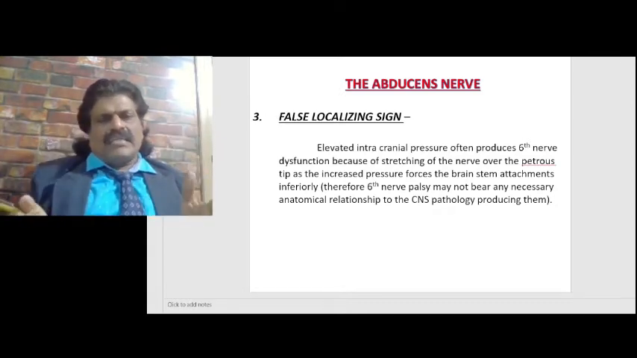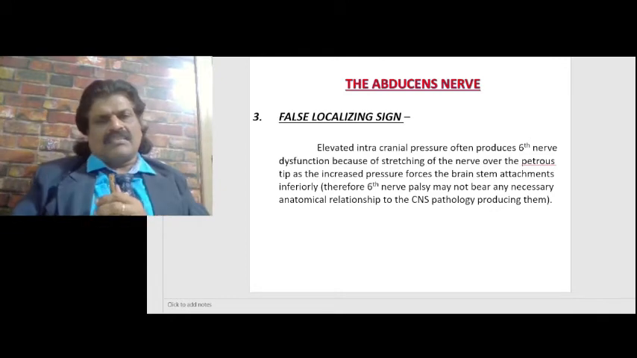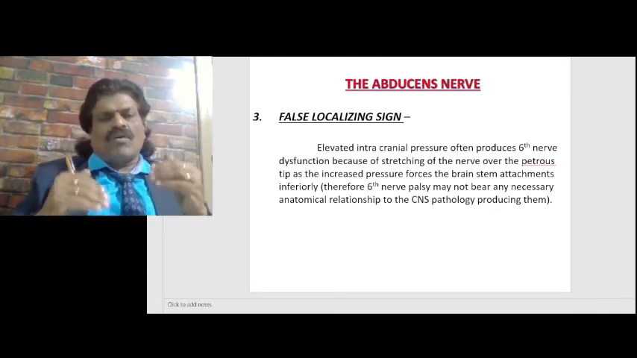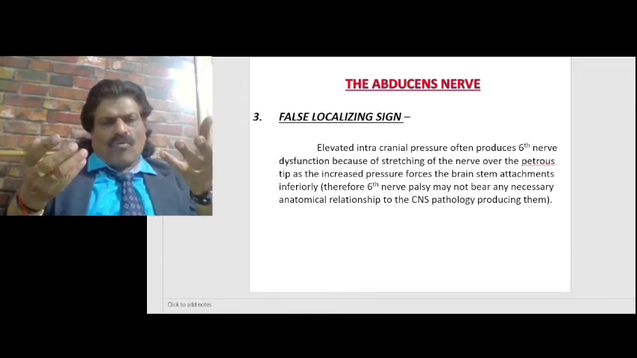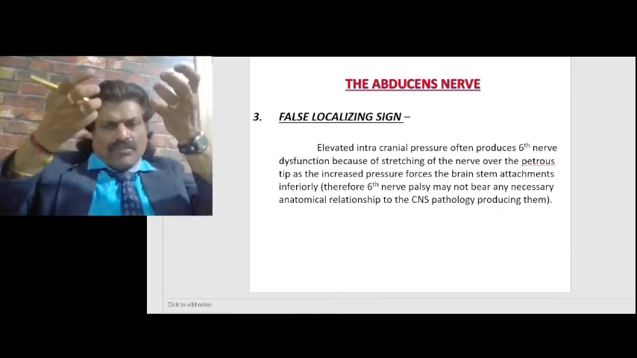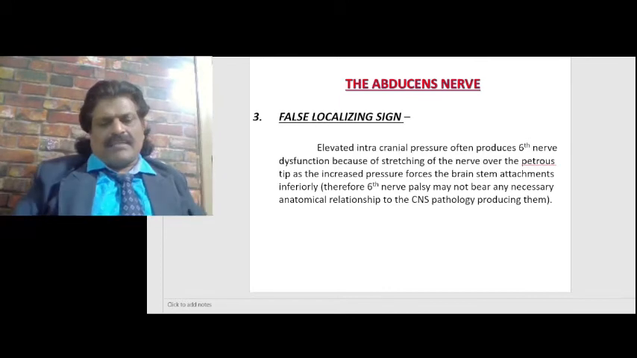So, a raised intracranial pressure may cause 6th nerve palsy, and this is called a false localizing sign, because of the stretching of the nerve over the petrous tip as the increased pressure forces the brainstem attachments inferiorly.